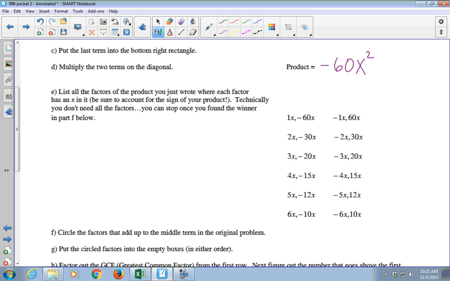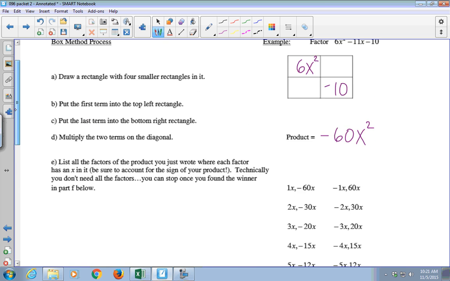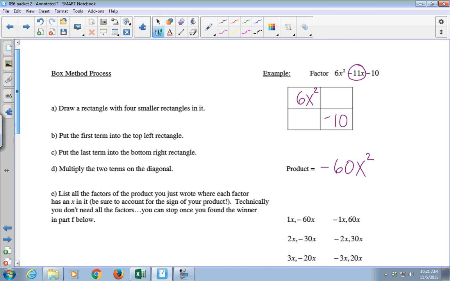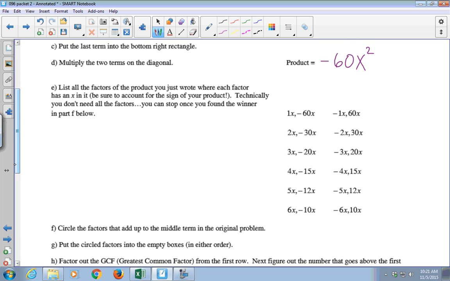They have to equal negative 11x when you add them up, right? When you look at the two factors, when they add together, they're supposed to equal the middle term. All right, so which of my factors, right?